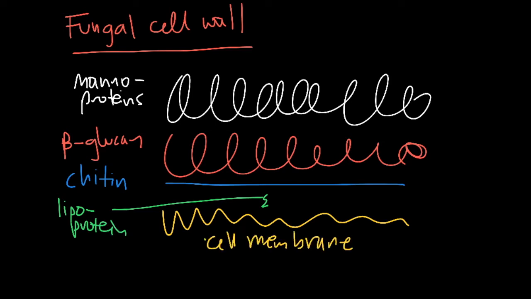So again, just for kicks and giggles, here is the fungal cell wall. Outermost layer is the mannoproteins. Going inwards, the beta-glucan. More inwards is your chitin layer. You have a lipoprotein between your chitin layer and your cell membrane. And your antifungal drugs target each of these layers to inhibit fungal activity.